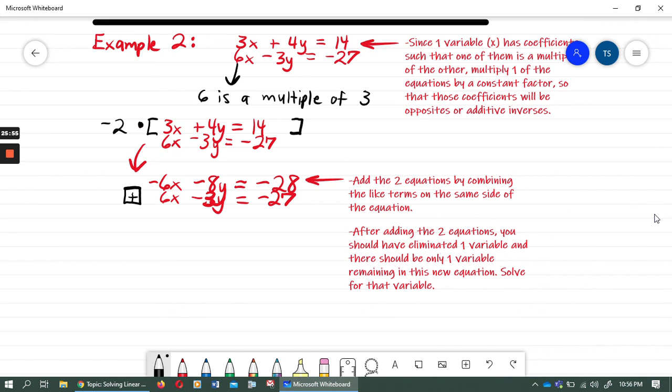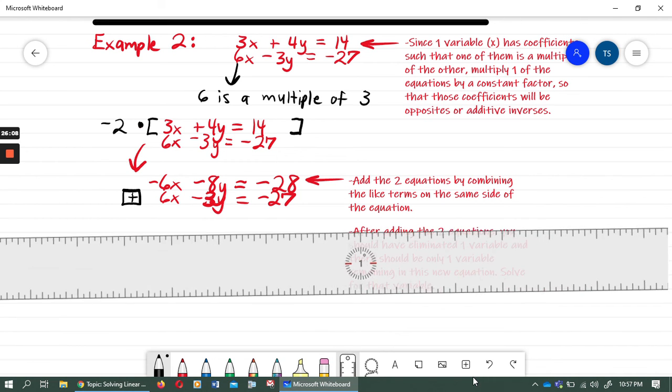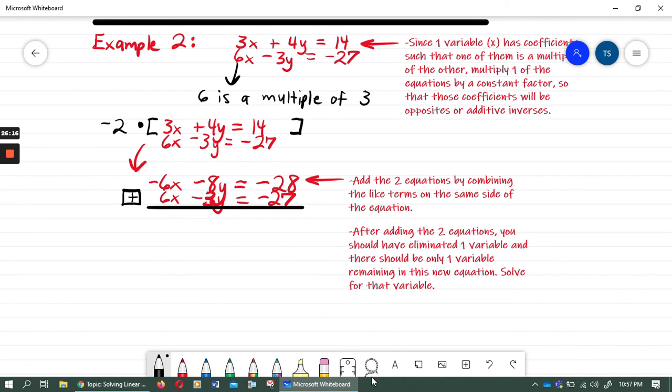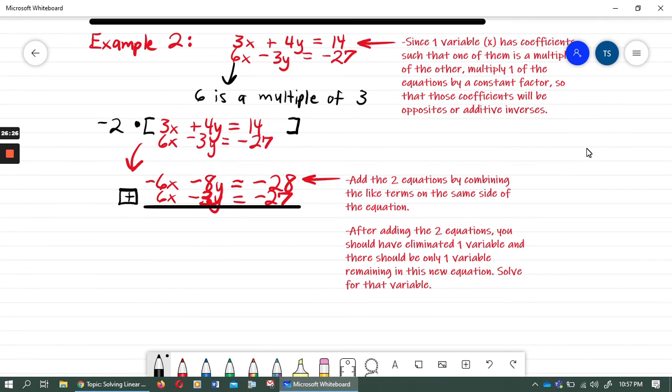Again, we're adding these together. All right, so we add that together, and we combine those like terms that are on the same side of the equation. When we add together the negative 6x and 6x, that is going to cancel out. That's exactly what we want it to do. So it cancels out here.